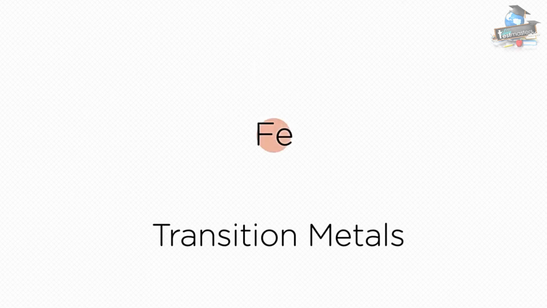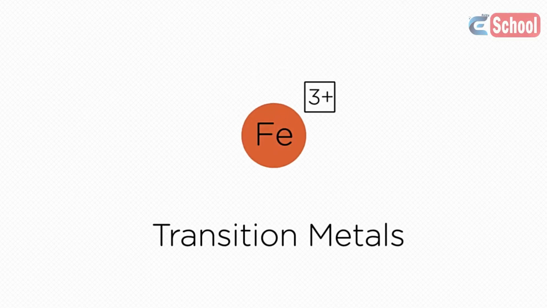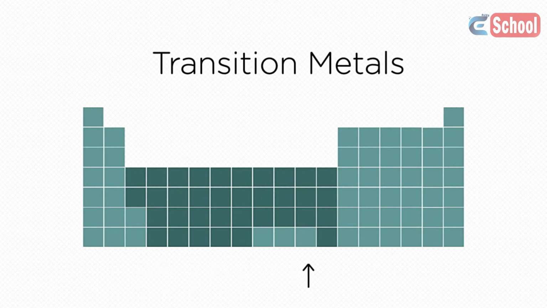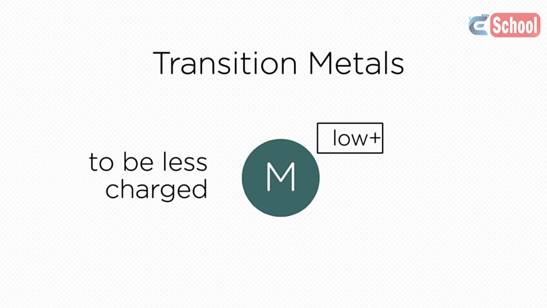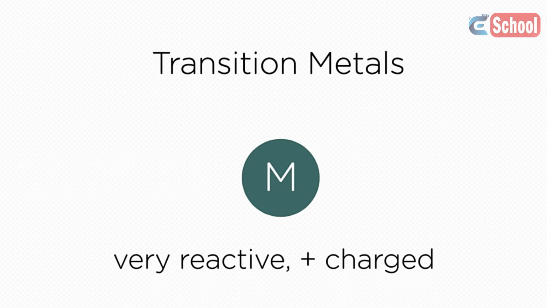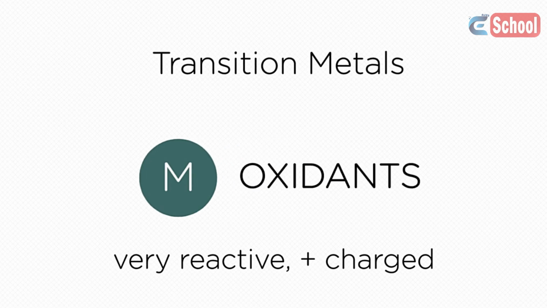Transition metals, like iron, have variable oxidation states. The number of electrons they can lose is determined by where they sit along the periodic table. Metals with high oxidation states often want to have lower oxidation states and be less highly charged. This means they are very reactive, positively charged species, oxidants.